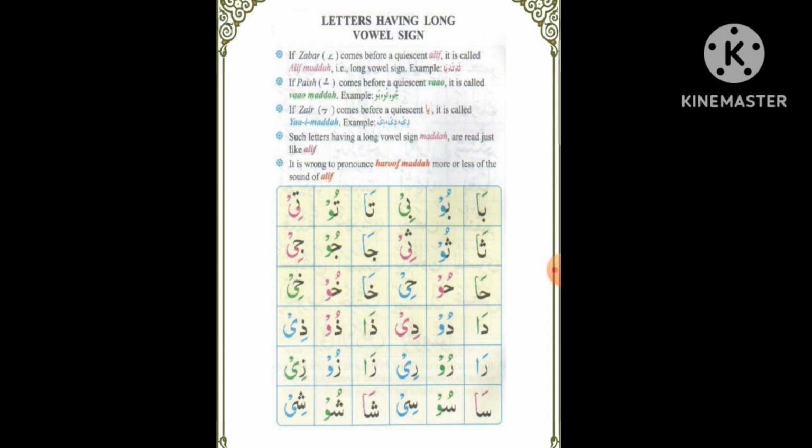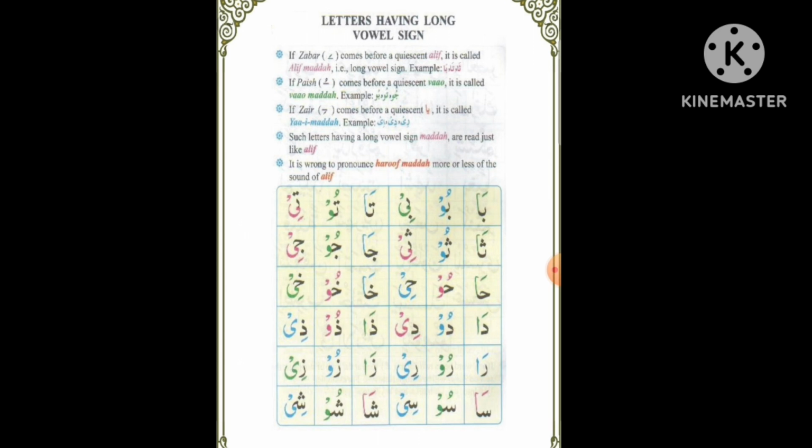Now you have to understand what maddah means. Maddah in Arabic means to elongate. We have to pull the letter, like we did in the vertical zabar, vertical zir and reversed pesh. We pulled the letters, we elongated the letters. We did not read them quickly. Similarly, we have to read these letters also with a little bit of elongation. So see the first rule: if zabar comes before a quiescent alif, it is called alif maddah.